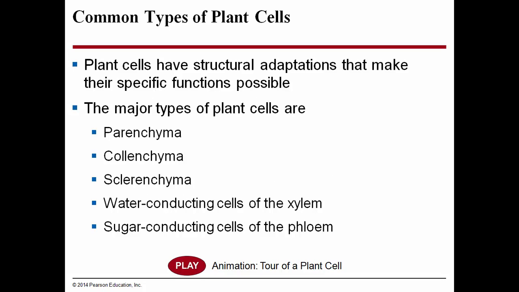Plant cells have structural adaptations that make their specific functions possible. The major types of plant cells are parenchyma, collenchyma, sclerenchyma, water-conducting cells of the xylem, and sugar-conducting cells of the phloem.